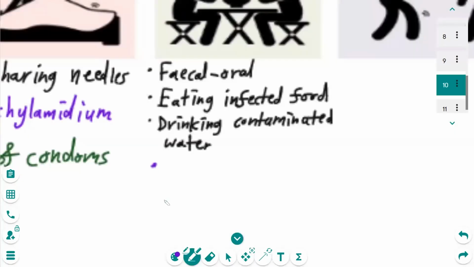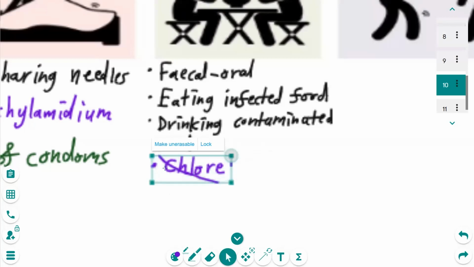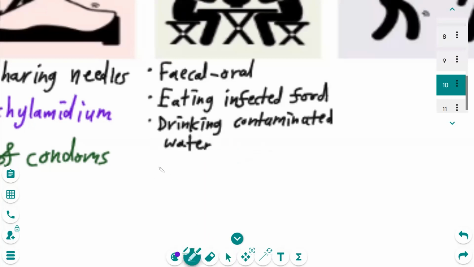And the main example of this one is cholera. So cholera, I can't even spell. Yep, that's the wrong spelling. Whoops, I meant to do like this. So the main one is cholera and food poisoning.